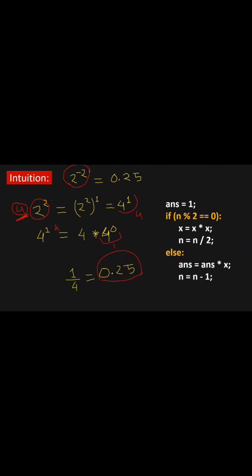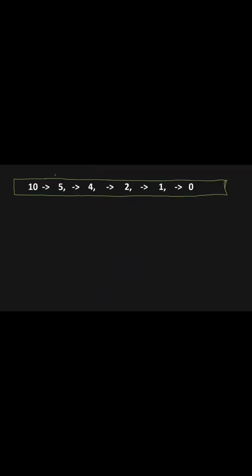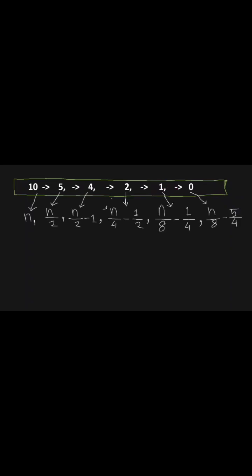Now let me explain the time complexity for this problem. If you're given n equals 10, then we divide that by 2. Since 5 is not divisible by 2, we'll subtract 1. Then 4 is divisible by 2, so let's divide it by 2. Then 2 is divisible by 2, so let's divide it by 2. Then we get 1, and if we subtract 1 from 1, we get 0. Okay, so we can calculate like this: n divided by 2, n divided by 2 minus 1, n divided by 4 minus 1 divided by 2, n divided by 8 minus 1 divided by 4, n divided by 8 minus 5 divided by 4.